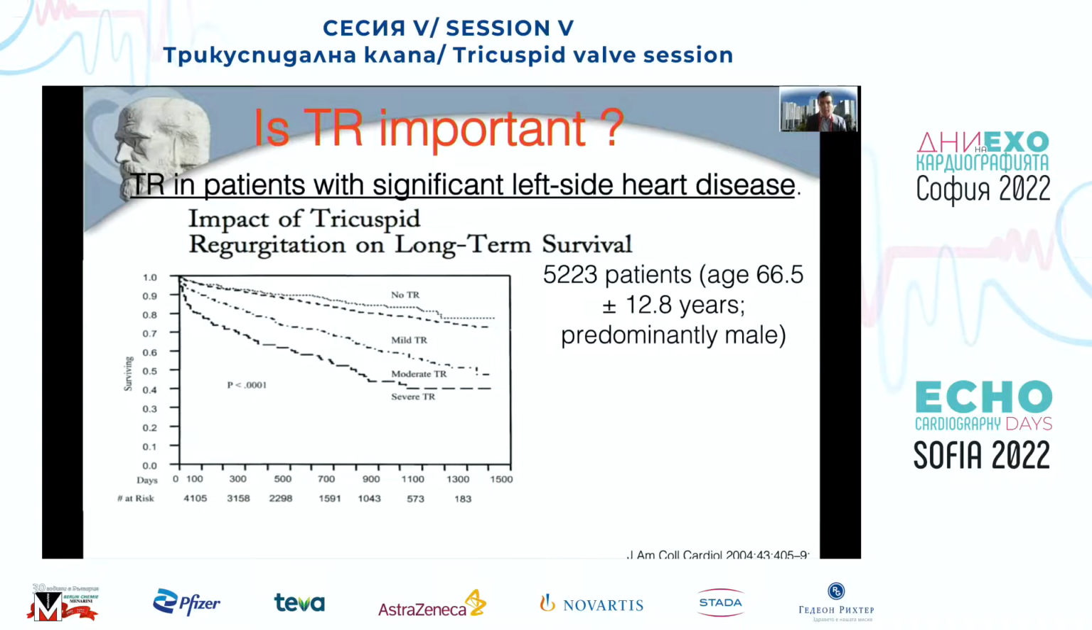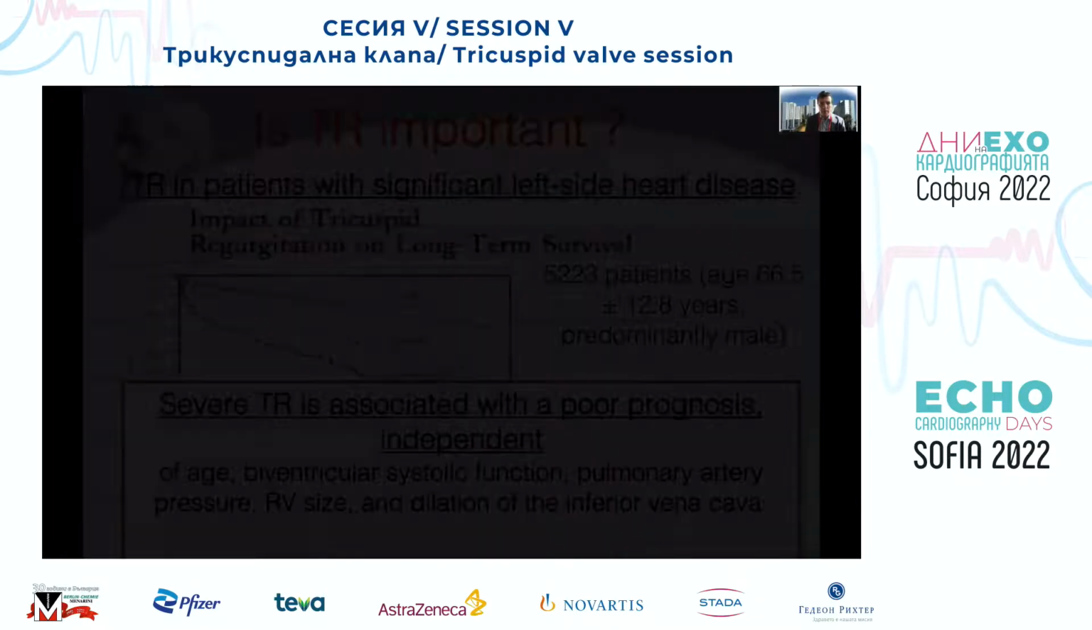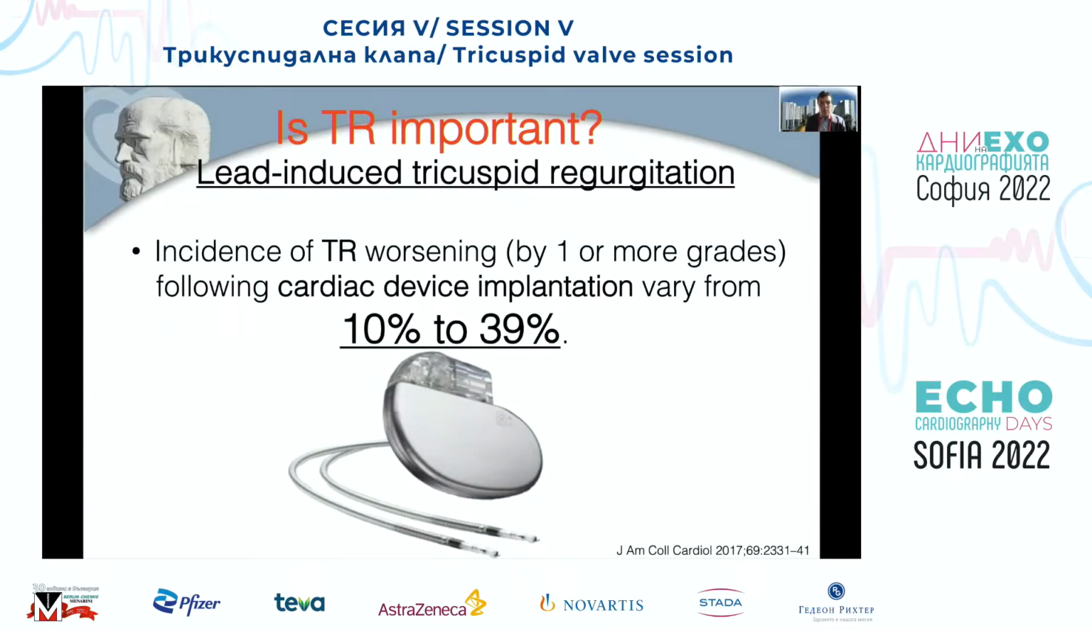Well, we know that tricuspid regurgitation is really a worse prognostic factor for our patients. And in fact, severe TR is associated with a poor prognosis independent of the age, the biventricular systolic function, the pulmonary pressure, for example. Well, I think that we all know that lead-induced tricuspid regurgitation is also quite frequent, up to between 10 and 39%.